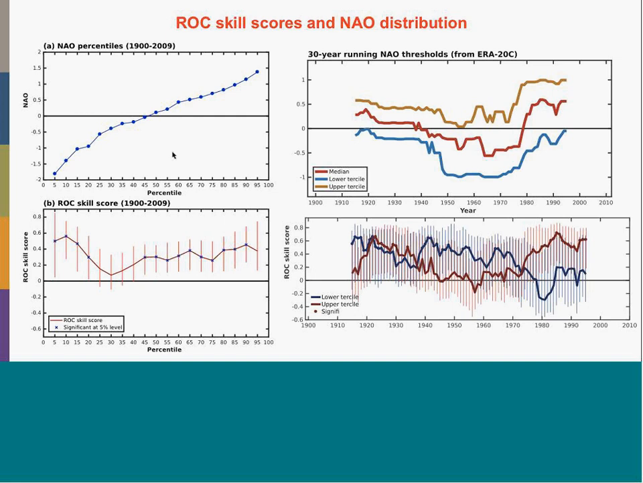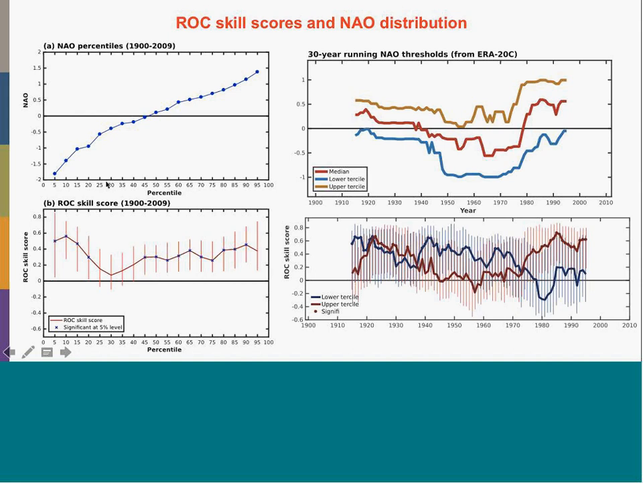From our 110 years of NAO forecast, we can construct a climatology of the forecast index and compute the percentiles of the distribution, and this is shown in the plot on the top left here in steps of 5%. So we're going from 5 to 100 here. And you see the NAO index here, so the median, 50%, is roughly at zero for the NAO index. And we use these percentiles separately as thresholds for defining binary events.